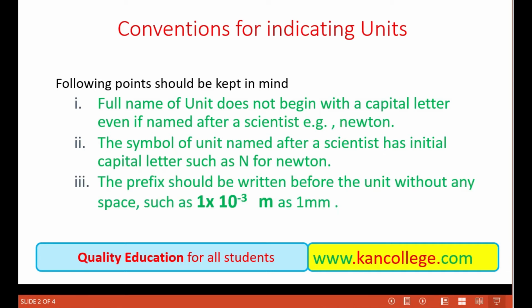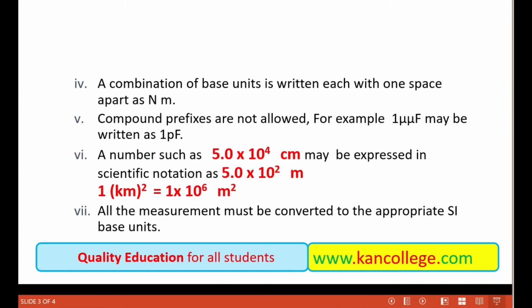Number three, the prefix should be written before the unit without any space, such as 1 into 10 to the power minus 3 meters should be written as 1 millimeter. Number four, a combination of base units is written with each one a space apart, for example, newton meter.